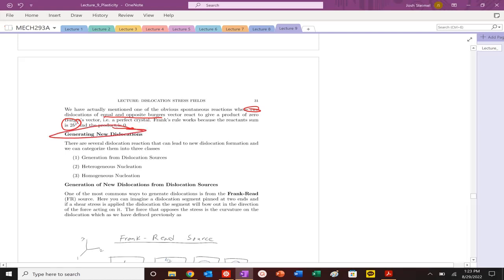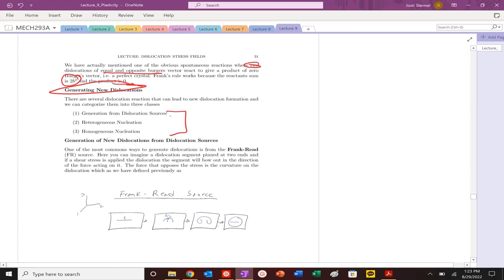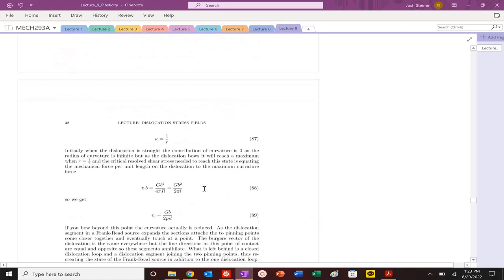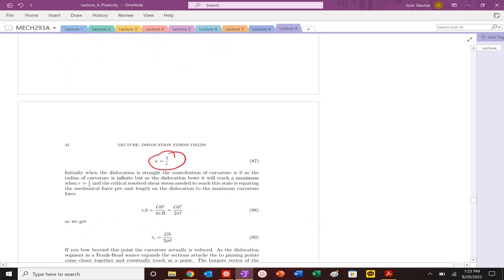But one of the questions is, how do we generate new dislocations? So we could generate dislocations from dislocation sources, or heterogeneously or homogeneously nucleate dislocations. One of the main ways that we can develop new dislocations is from dislocation sources, specifically Frank-Read sources. So the idea here is that you have some dislocation segment, and it's pinned at two ends. And when you apply a shear stress, that segment will tend to bow out, until it reaches a maximum curvature, at which point it will start to fold and curve in on itself and then nucleate another segment as it pinches off.